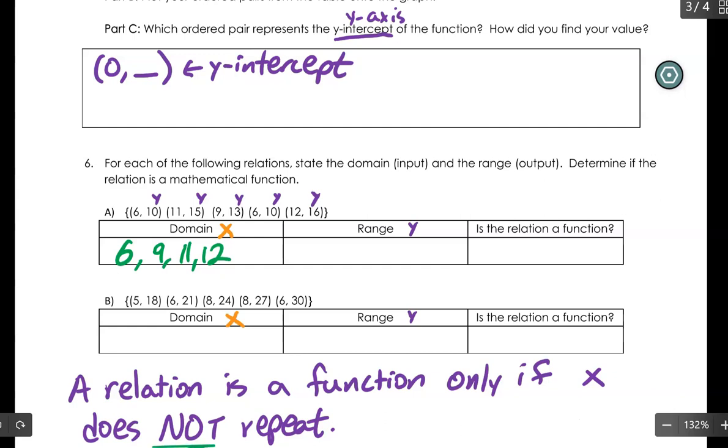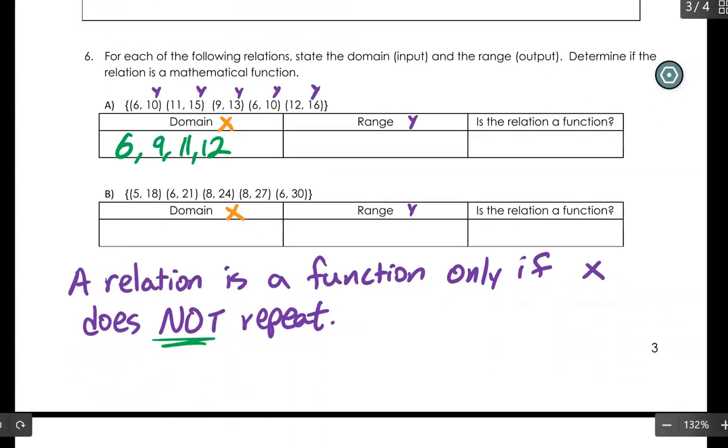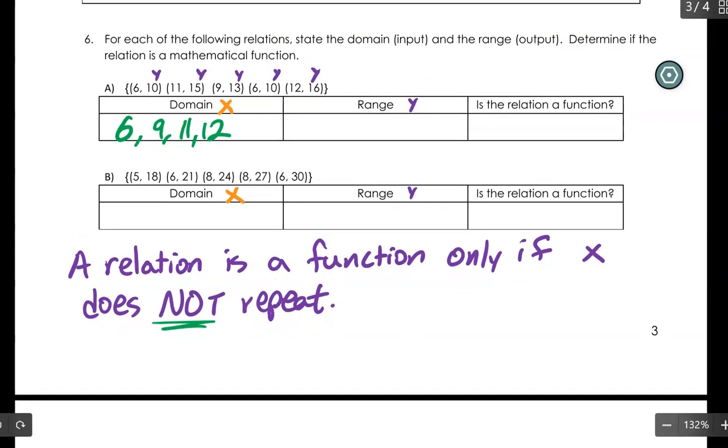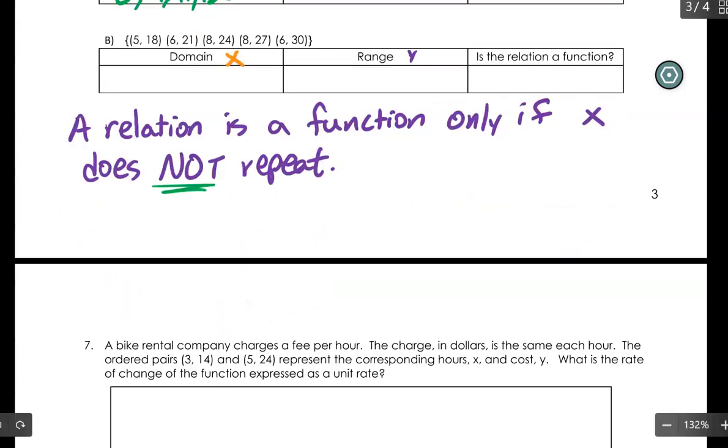Okay, and that's the only condition. x cannot repeat. If x repeats, it is not a function. All right, so that's number 6, and you're going to see this split into 3 questions. So this is one question, one question, one question. Same with these 3.